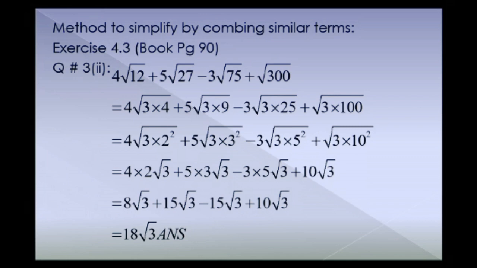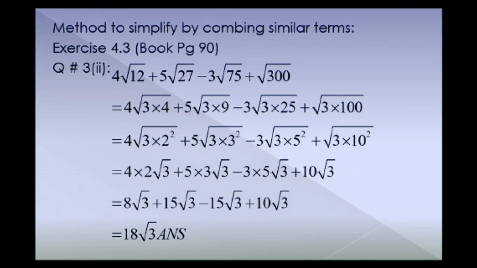Now you can see 4 is a perfect square, 9 is also a perfect square, 25 is also a perfect square, and 100 is also a perfect square. So 4 will be converted into 2 square, 9 into 3 square, 25 into 5 square, and 100 into 10 square. So we get 4 under root 3 times 2 square, plus 5 under root 3 times 3 square, minus 3 under root 3 times 5 square, plus under root 3 times 10 square.